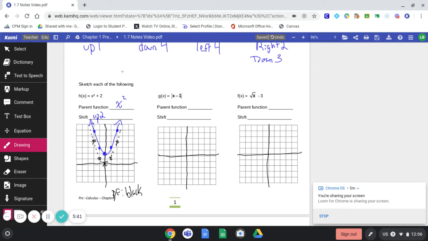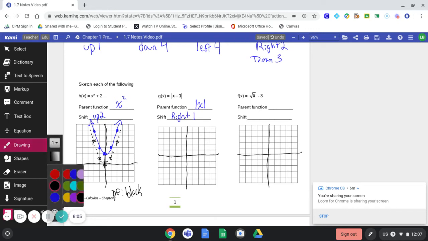So looking at our next one, we have the absolute value of x minus 1. The parent function here is the absolute value of x. So the shift is anything besides that absolute value of x, and that's this minus 1 here. Because it's happening directly to the x value, that means we're going left and right. The subtracting from it means that we are moving right 1 unit.